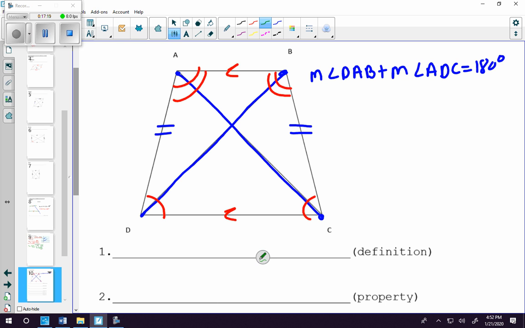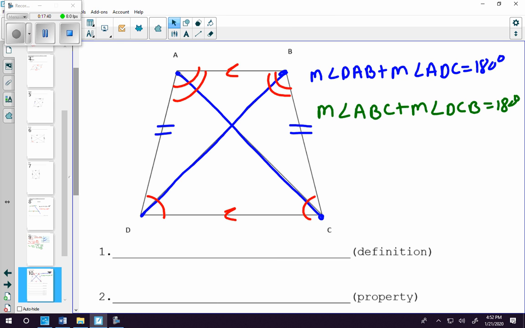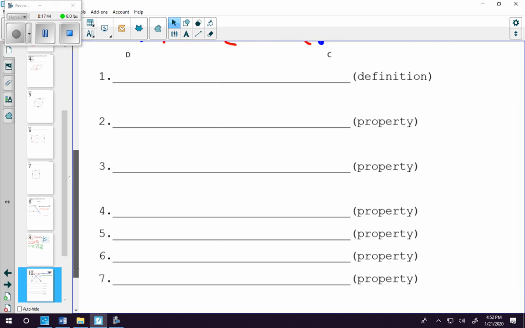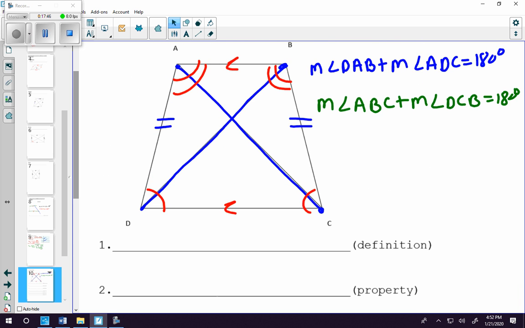That's one pair, but there's another pair. Also, the measure of angle ABC plus the measure of angle DCB equals 180 degrees. Okay. I think I have too many blanks here. I'm going to double check now.